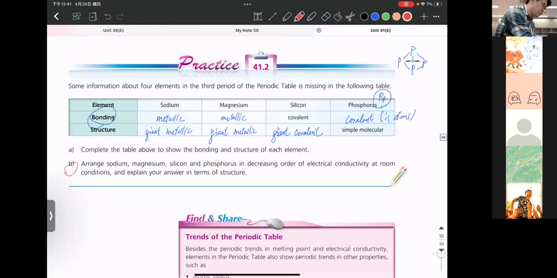Now this is what you may know it in essay type question. How will you arrange sodium, magnesium, silicon, and phosphorus in order of decreasing electrical conductivity at room conditions? And afterwards, you are going to explain in terms of their structure. How will you answer? The answer you may find in previous pages, okay? But I need your contribution. Tell me what will it be written like?